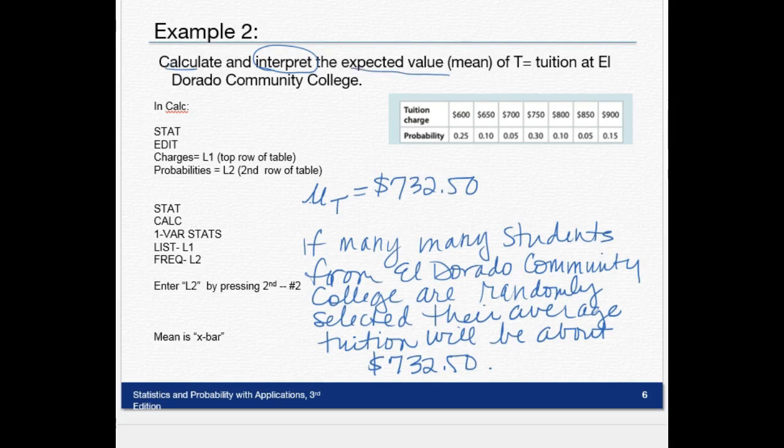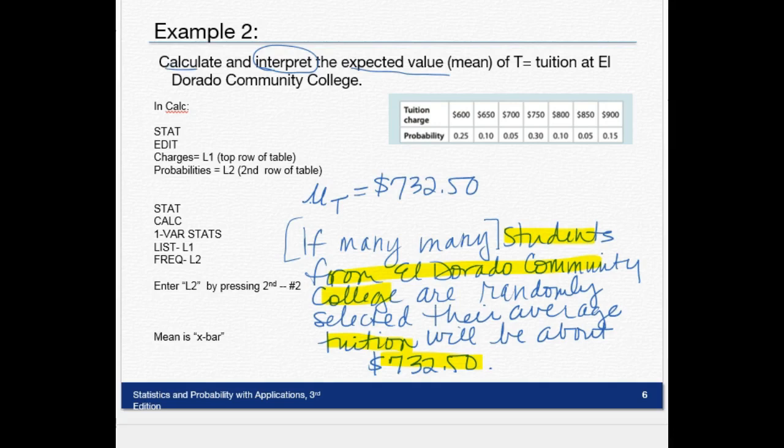Okay? So catch what you're always going to use. You're always going to use this phrase, if many, many something from whatever. It always has to start with if many, many, and then you put in the context of the problem. Okay? So what's specific to this problem? Students from El Dorado College. That is really specific to this problem. Our randomly selected is always going to be in your sentence. The average or their average tuition is unique to this problem, and then the value is unique to this problem. Okay? But everything else that I didn't highlight should be in your answer every time. Okay? Make yourself a note of that.